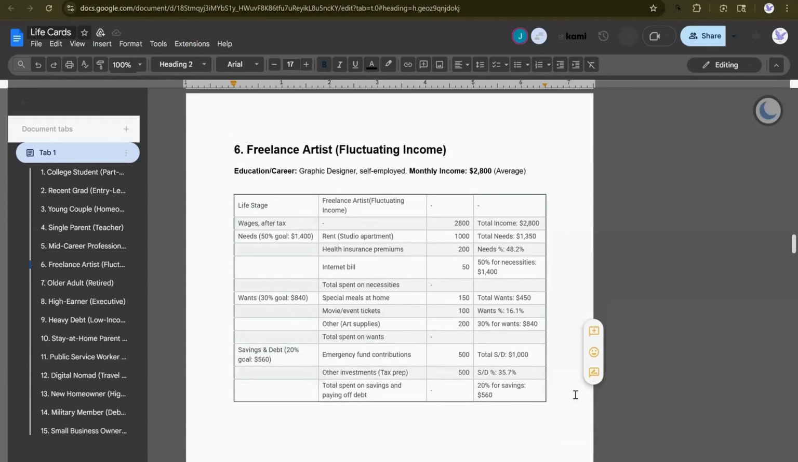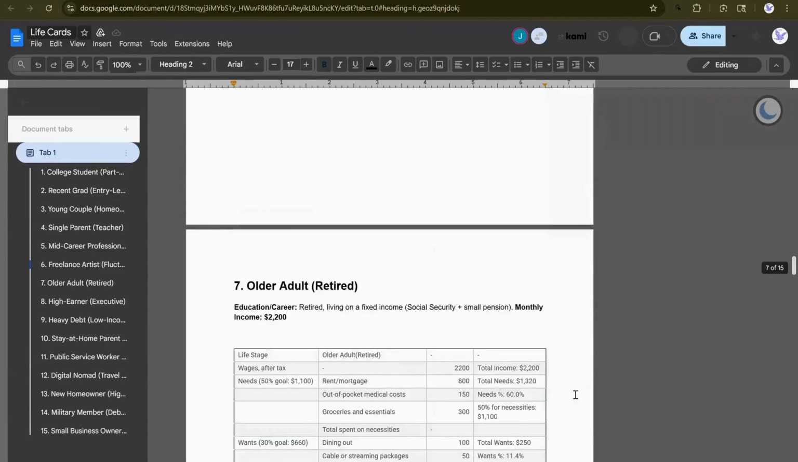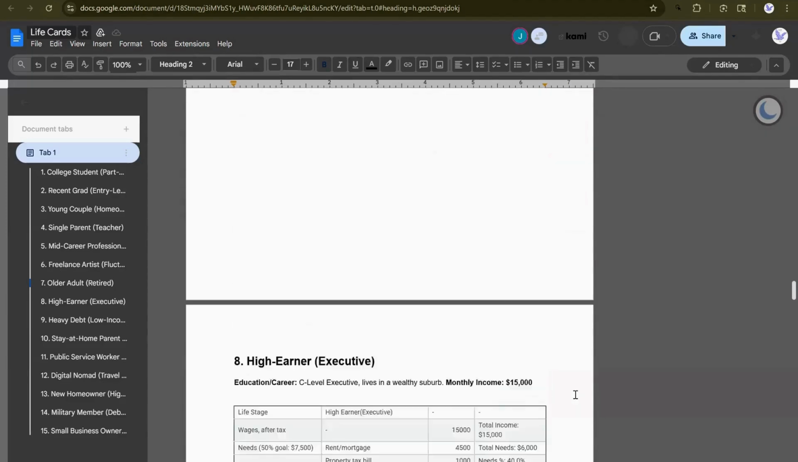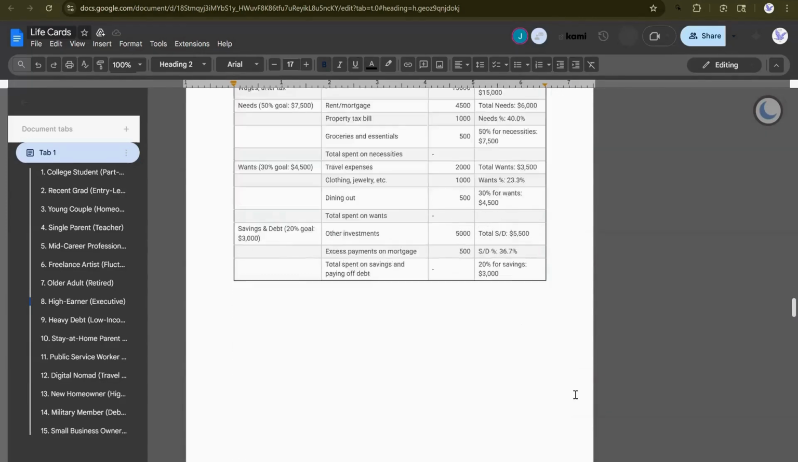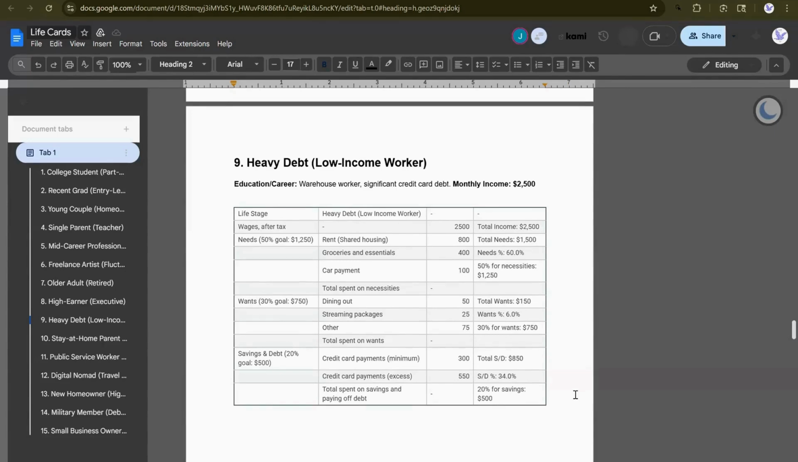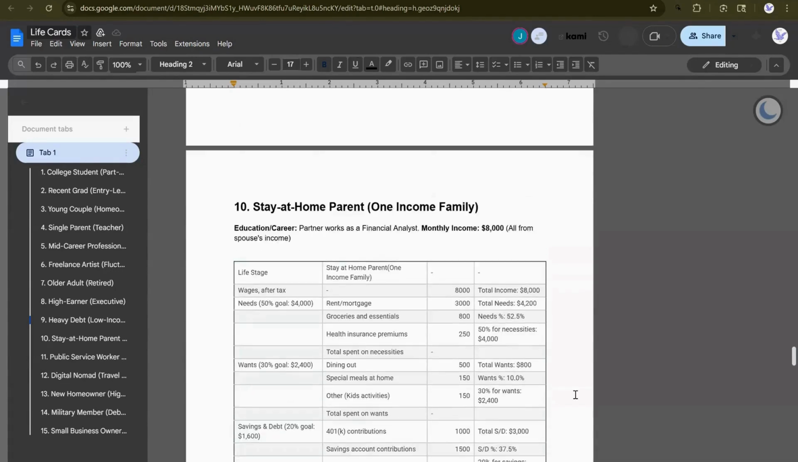Freelance artist. Older adult retired. High earner executive. Heavy debt, low income worker. That's what we need, my brother. Heavy debt, low income worker, 2,500. You've got to learn what it's like. I'll give every group a good one and a bad one.